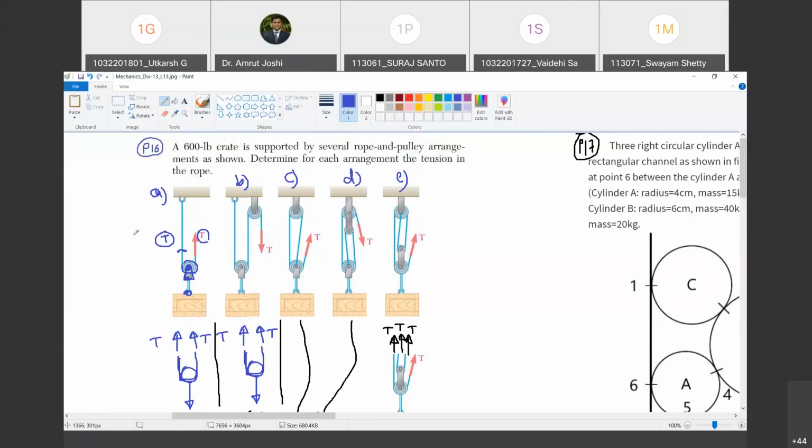These both are equal, provided that the pulley is frictionless. Has anything been mentioned about the friction here? No. So the pulley is frictionless. In that case, these two tensions will be equal. Are you with me? Take it from me for now. We will prove it a little later when we study friction.